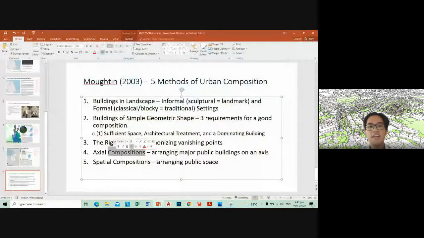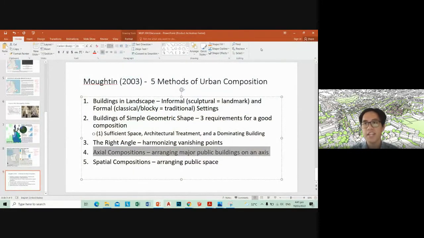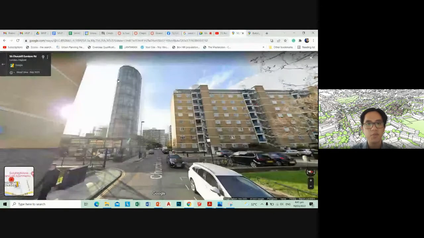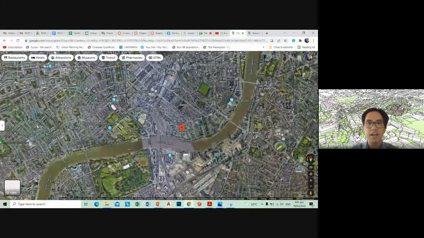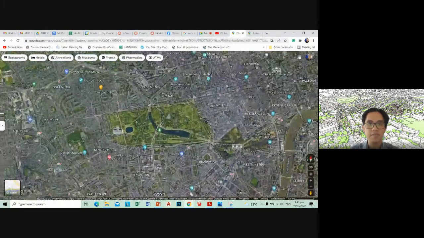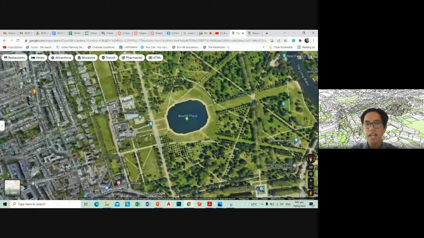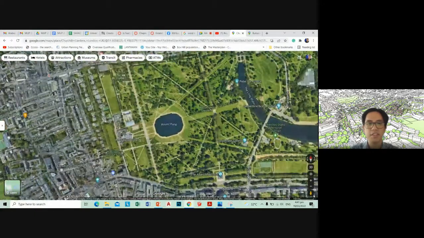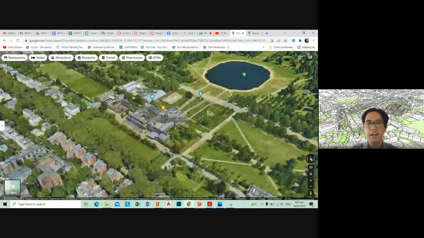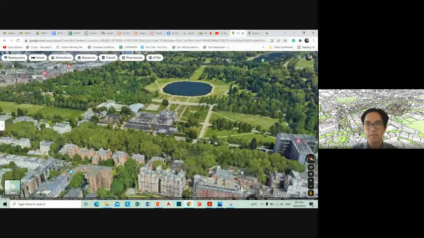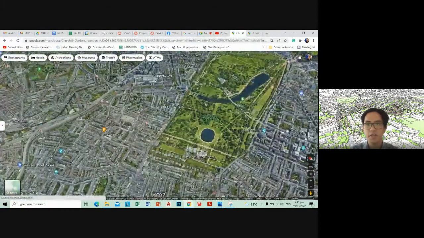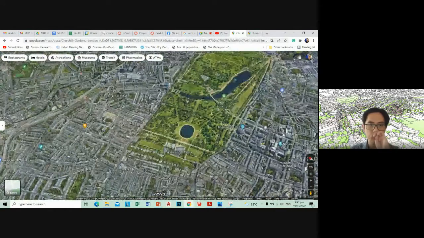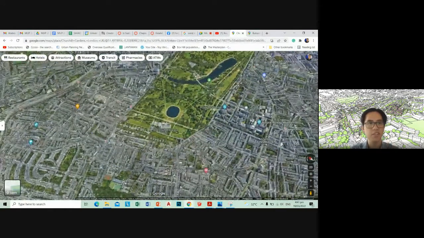Okay, moving on. Actual compositions: arranging major public buildings on an axis. So we'll go back quickly to Rome for this. I think we can also just check out England. Let's see here. Kingston Palace. I'm not sure exactly what this building is. It looks like a royal house or something. It should be connected to another significant public structure. Actually, we don't see much here. Let's go back to Rome.